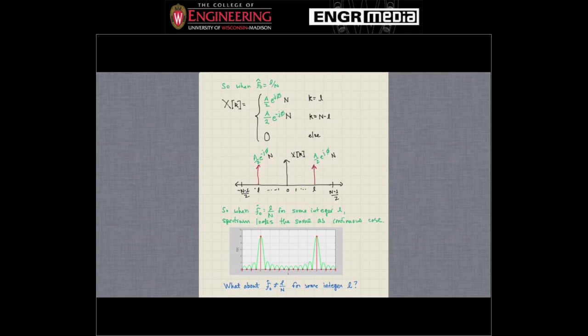And so this is interesting. This is kind of what we expected. So remember the original continuous time signal.